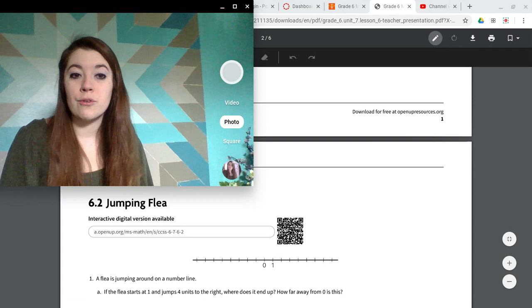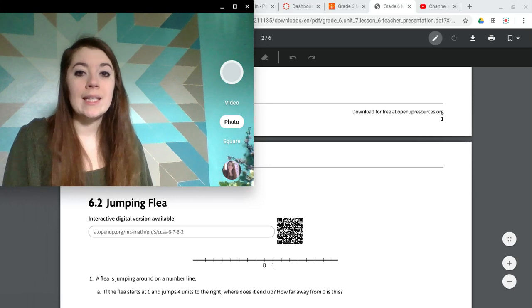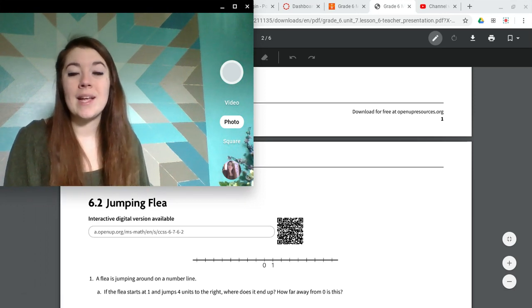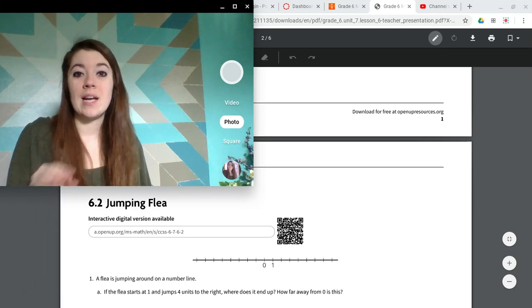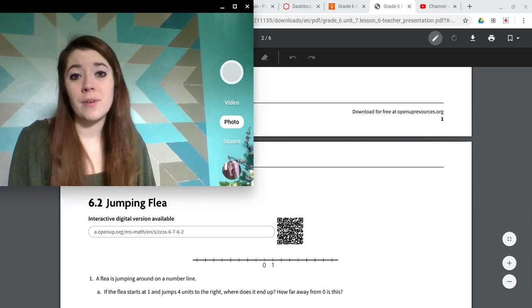Also, for those of you who may have slightly sloppier handwriting or very light handwriting, try to write a little darker and a little neater, so that it shows up in the picture nice and crisp and clear. That way I can grade it and you don't lose points because I can't read something.